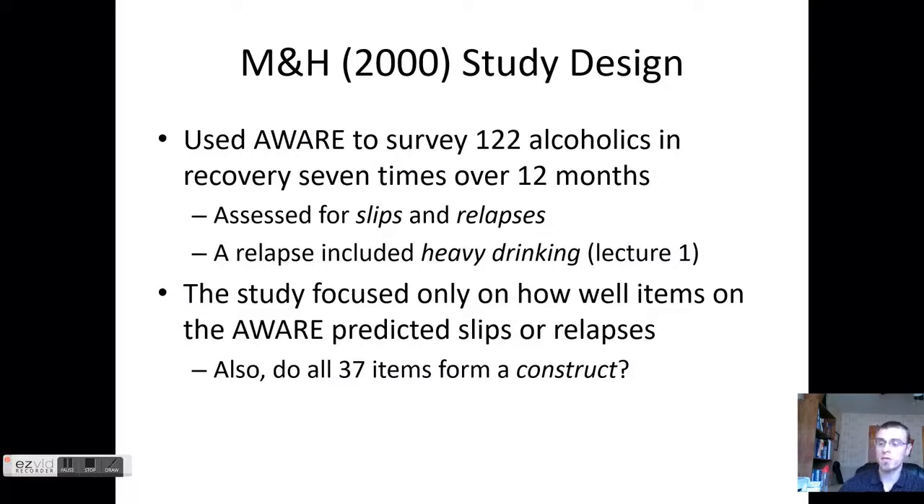And the reason is because they wanted to see if high scores on the AWARE could predict slips or relapses during their 12 months of recovery. Slip was basically any use of alcohol, where relapse was considered heavy drinking. So go back to lecture 1 for the definition of heavy drinking. The study only focused on how well these items could predict slips or relapses, but the real thing that they were going for here is understanding, could they create a construct?